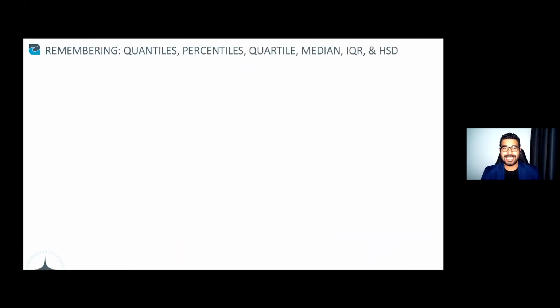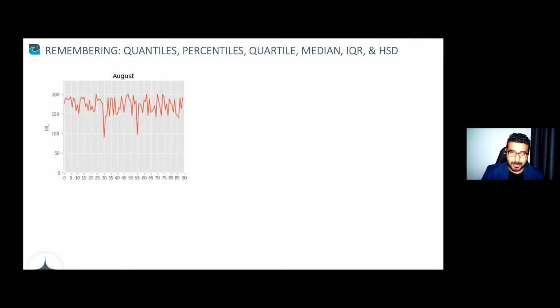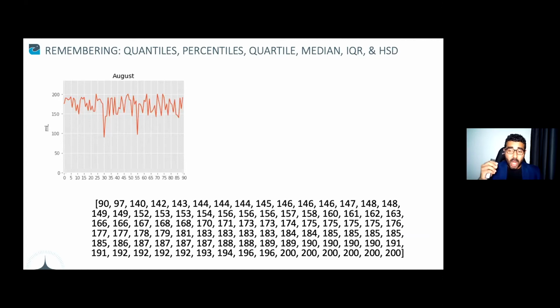Then I said, first I need to explain something. That is what I explain to my students: quantiles, percentiles, quartiles, median. So I'll bring you back to school, okay? Here's the graph, and here are all the points, all the amounts of milk that she drank. I just sort all the values, okay?